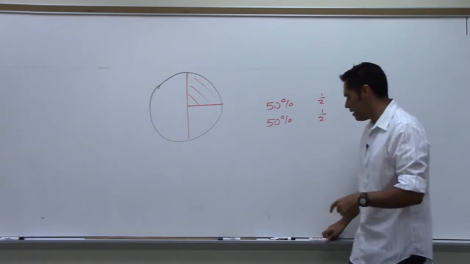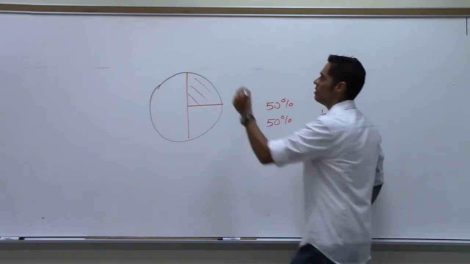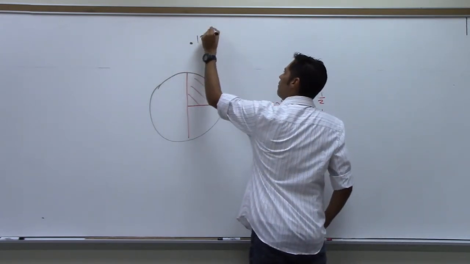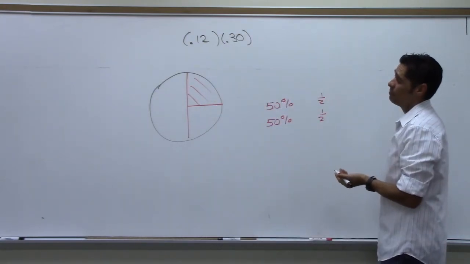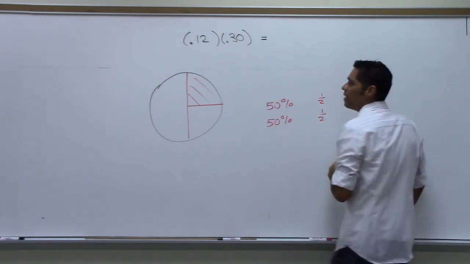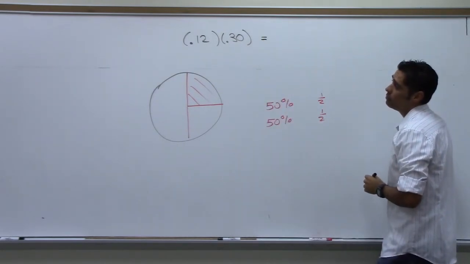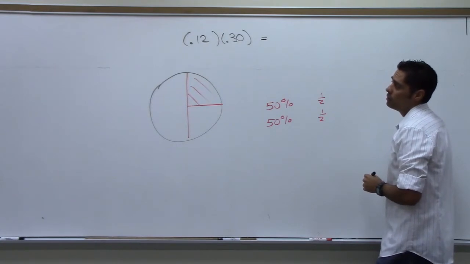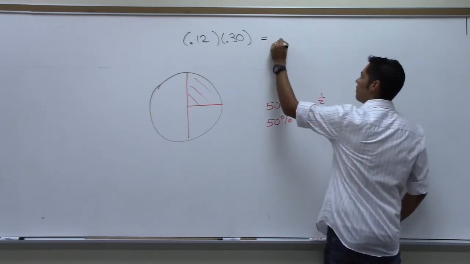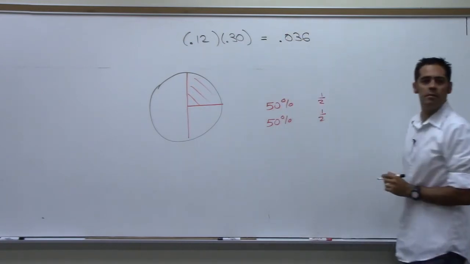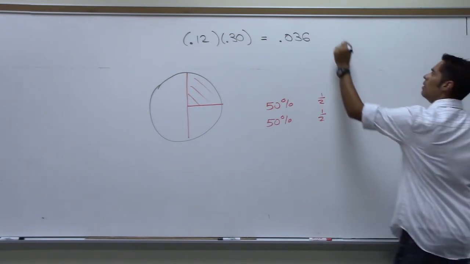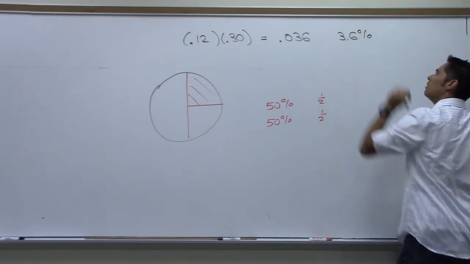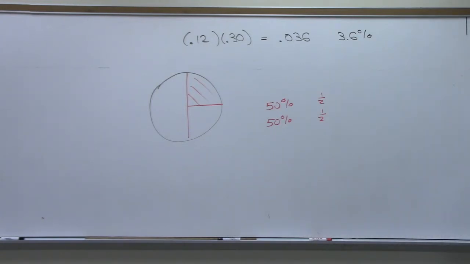So the end of the day story here is that what you need to do for this problem is take 0.12 and multiply it times 0.30, which is, what is that? 0.036. Okay? And convert that to a percentage, which would be 3.6%. Does that make sense? This one's a little trickier.